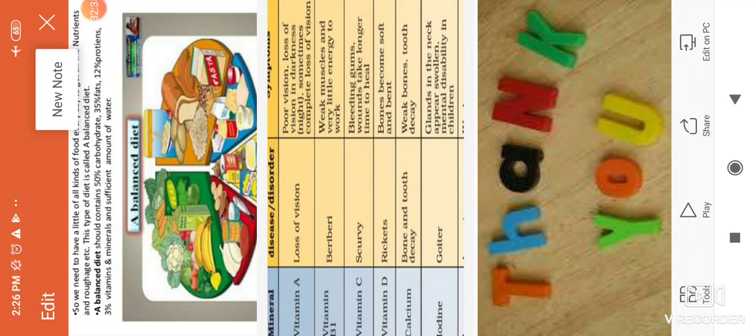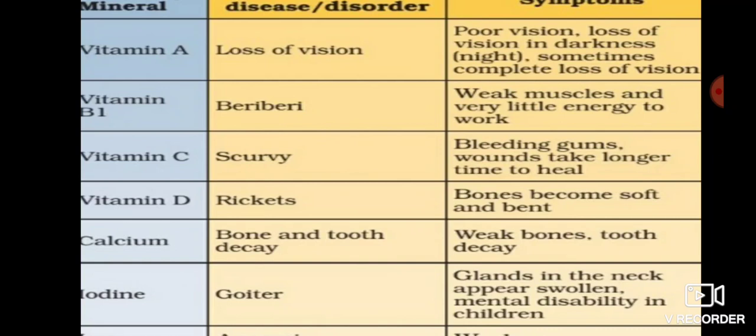So we are discussing vitamin B. Vitamin B1 is also a type of vitamin. If you are deficient in vitamin B1, then you will suffer from the disease beriberi. The symptoms of beriberi are weakness of muscles and very little energy to work. The person suffering from beriberi has weak muscles and is unable to do work properly because of the weakness.